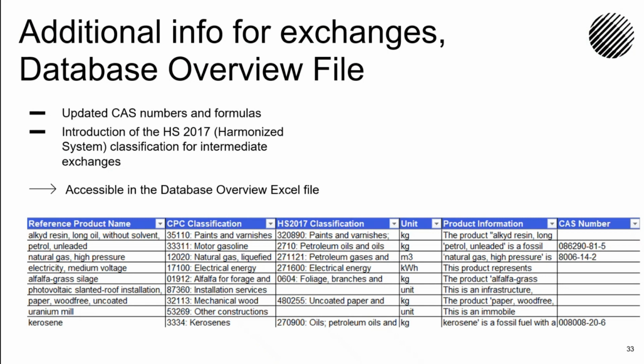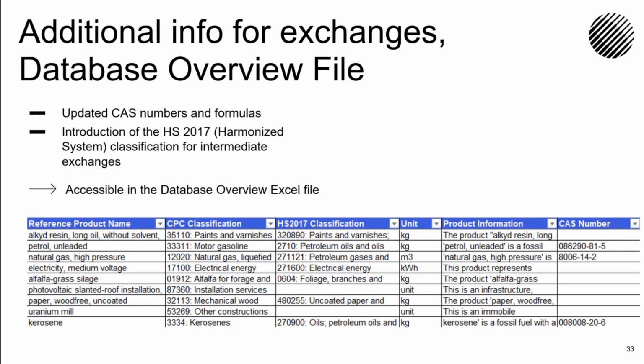Now moving on to other updates done on the database for version 3.10. For this new version, we have assigned CAS numbers to all products and elementary exchanges that represent chemical compounds. And we have also introduced a new classification for products, the HS 2017 classification system. You may find it, for example, in one of the Excel files that is available on our website.